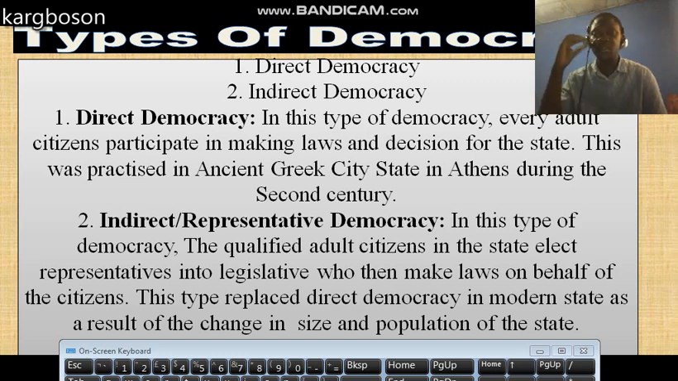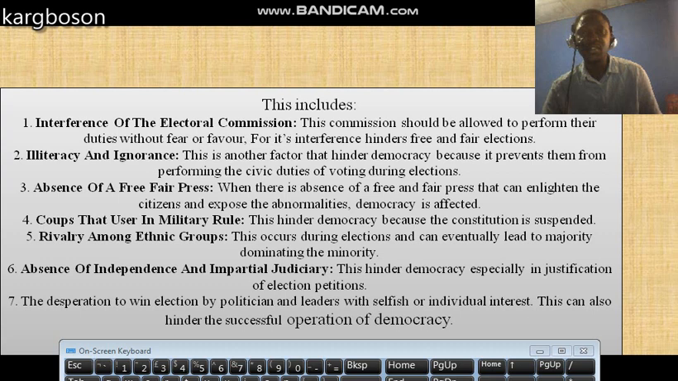Another form of democracy is what we call indirect or representative democracy. In this type of democracy, the qualified adult citizens in the state elect representatives into the legislature who then make laws on behalf of the citizens. This type replaced direct democracy in modern states as a result of the change in size and population of the state. Inasmuch as in the modern state the population has increased so much that there is no need for us to practice direct democracy, we now elect people on our behalf that represent us in parliament. That is another form of democracy. So we have direct democracy, and we also have indirect or representative democracy.